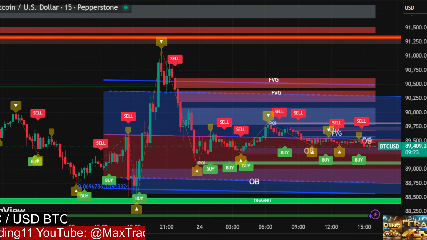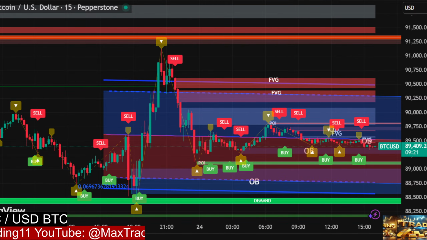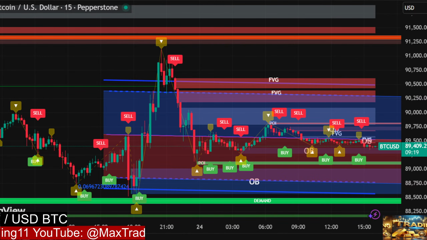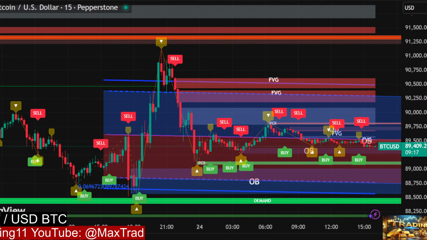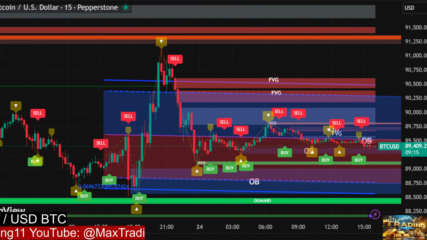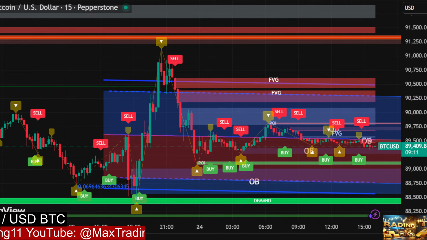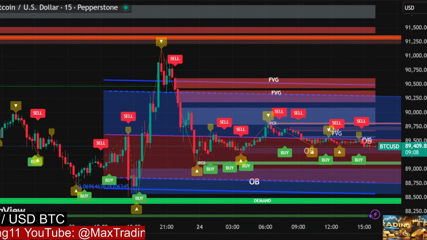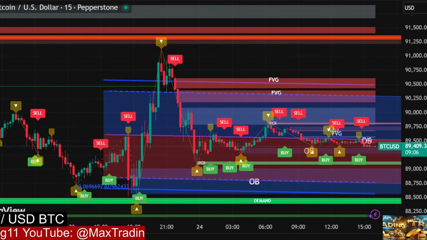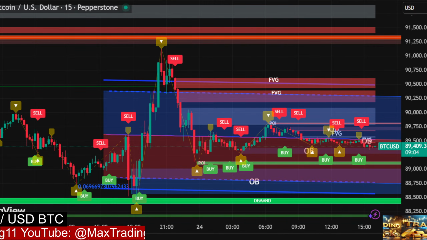Its correlation with Nasdaq, S&P 500, and DXY matters greatly. When the dollar index, DXY, falls, Bitcoin usually rallies. When yields rise, Bitcoin tends to correct. Understanding these macro relationships separates retail traders from professionals.